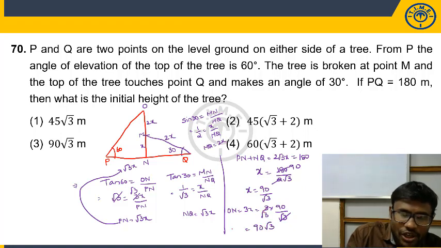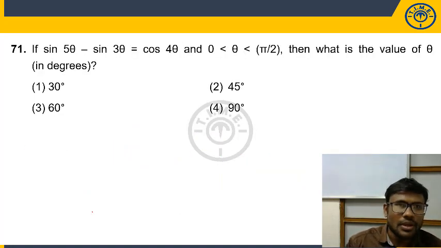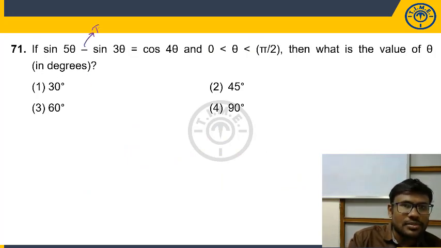So what is the value of ON? ON is equal to 90 into root 3. Which option is your answer? Option number 3. I hope this is clear for you. Next. It's again a trigonometry question.